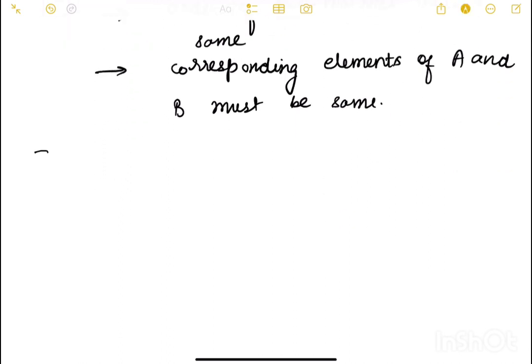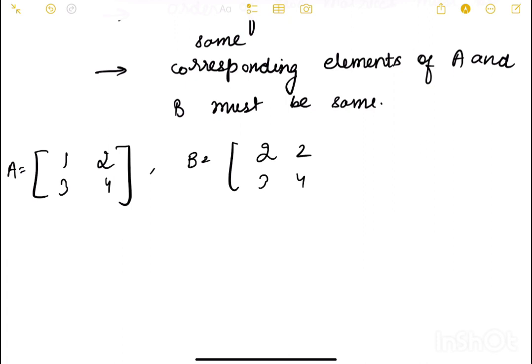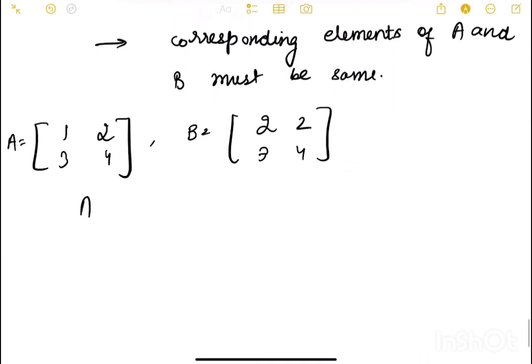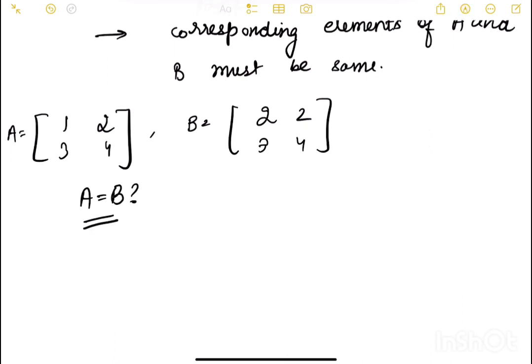I will give you an example. 1 2 3 4, this is my matrix A, and I will consider another matrix. This is my matrix B. Now, is A equal to B? That is our question, right? The first thing is to check the order. What is the order of A? It has 2 rows and 2 columns, so the order is 2 cross 2. Again with B, it has 2 rows, 2 columns, the order is 2 cross 2. Yes, it is the same.